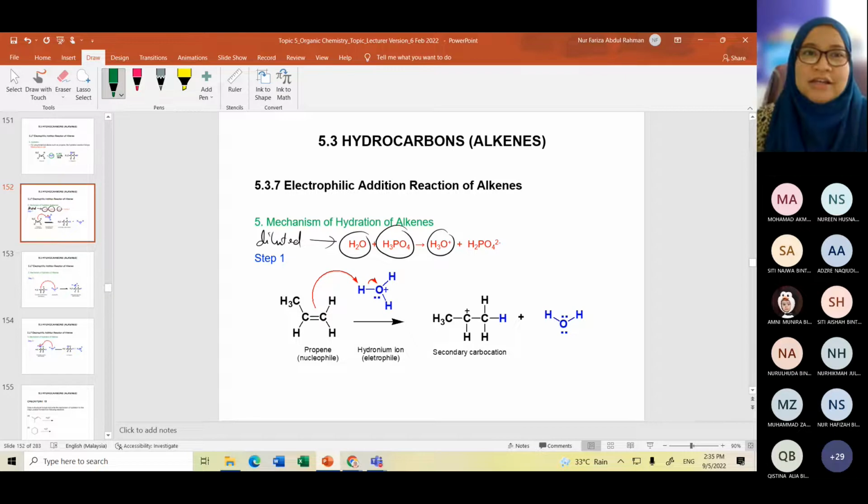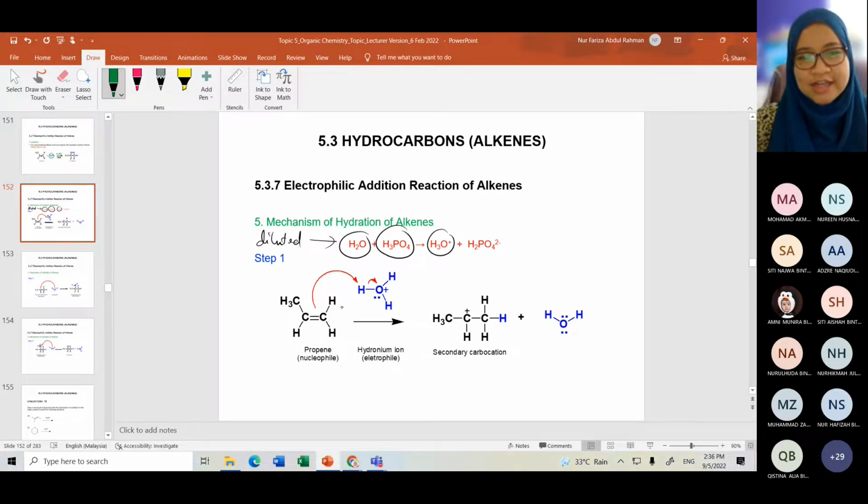But if the question asks to draw the product formed, we know that we don't need to show the mechanism. We just need to draw the final product, which is the alcohol. The scary part will be the mechanism, where you have to show every step. Also, you have to make sure that you have the arrows. No arrows, marks are deducted. A mechanism must have arrows, and the arrows must be complete.